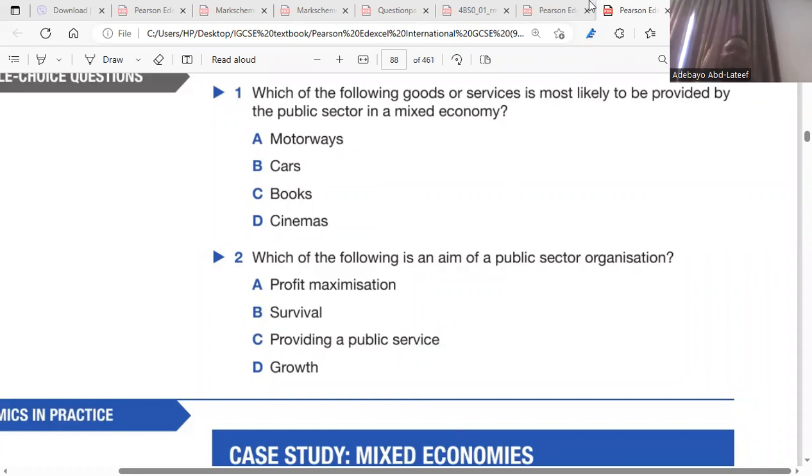It's extra. So motorways, it's a public good. Why? Because it can be consumed as non-excludable and non-rivalrous. That is the only good that the government can provide in such an economy. So it is motorways, A. Then which one of the following is an aim of a public sector organization? They want to provide public services. So I think that's the end of that chapter. Now we're in chapter 2.